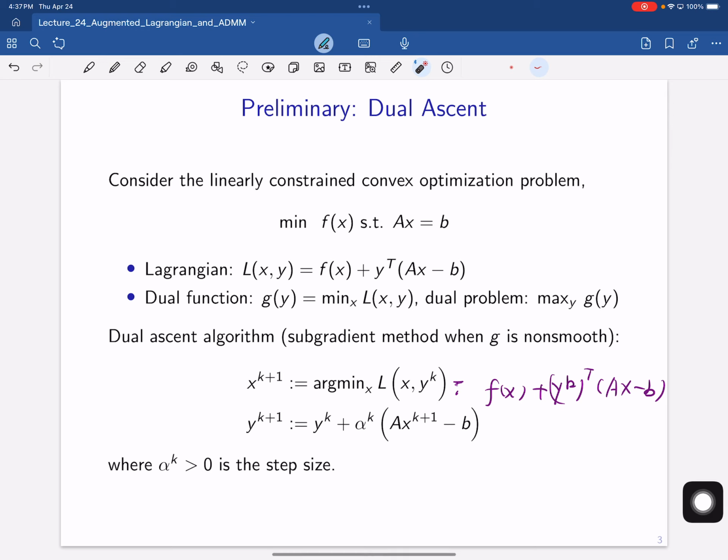A is a constant, so it's a convex function plus a linear function, right? So therefore you can get a minimum at this iteration. Now, the important thing is after you update the x, how do you update the y, right? The way you could update y is to take a gradient step with respect to y, right? So in the previous lecture, if you recall, we already proved that Ax^{k+1} minus b is a subgradient of this function g(y), right?